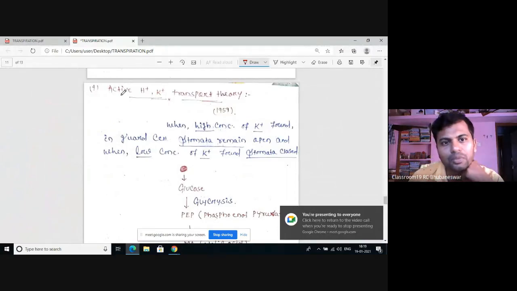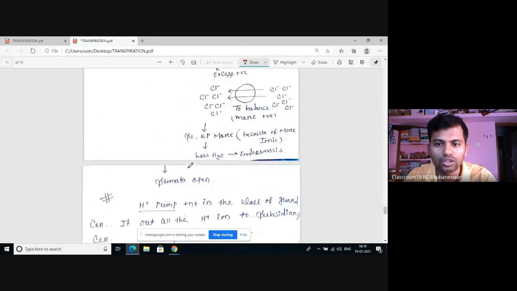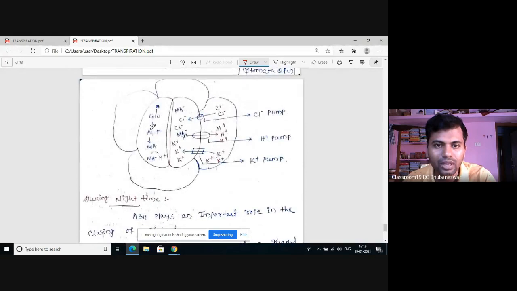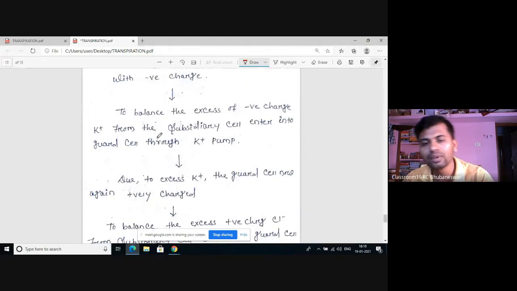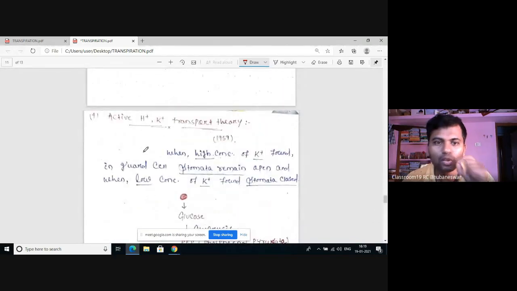Now first we have discussed the active H plus K plus transport theory. In 1959, two scientists of Japan, Imamura and Fujino, first reported that when stomata become open, the concentration of K plus ion is high inside the guard cell. They supposed that the K plus ion might play an important role in the opening and closing of stomata. But the active H plus K plus transport theory was given and advanced by Leavitt in 1972.